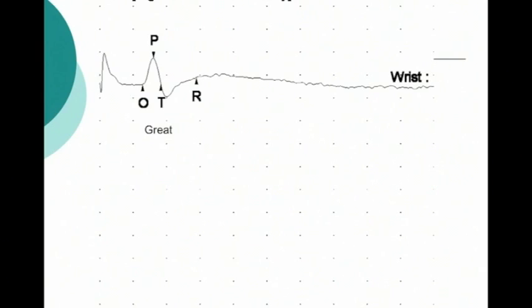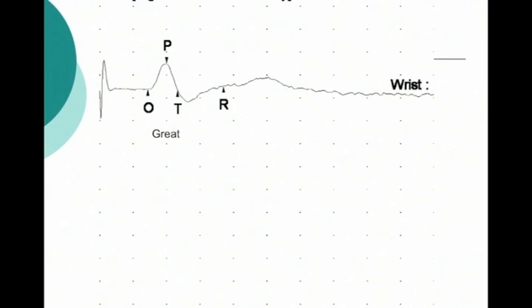Now here is a great sensory response. You can see the O, the P, the T, the O and T are symmetrical. The R return to baseline is correct. That should be your template. That should be the picture in your head about what a sensory potential should look like when it is normal. Obviously, we've seen the abnormals as well.